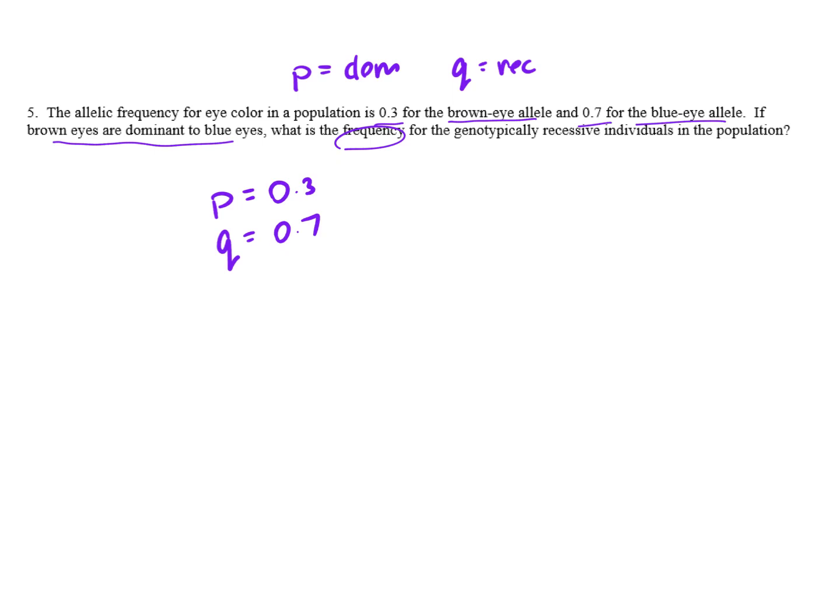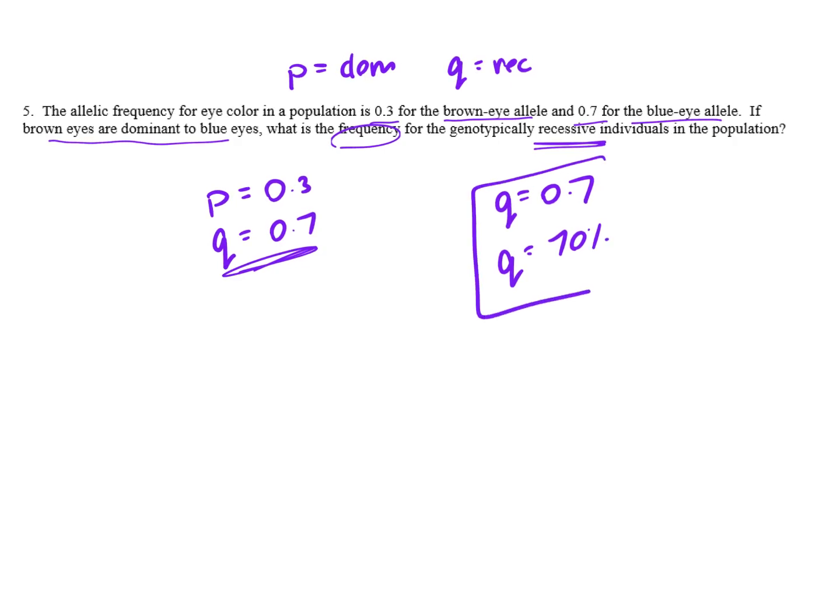The question's saying, what is the frequency for the genotypically recessive individuals in the population? So the recessive individuals is going to be the Q. So you could just say for your answer that Q equals 0.7, which is the frequency. It depends on what the problem's asking. You could also write it like this: 0.7 is equal to 70%. They're the same number. I'm just rewriting it. It depends on the question, how it's worded. If this was a multiple choice question, for example, you look at, is the answer 0.7 or 70%? But that's really it. This one's quite simple.